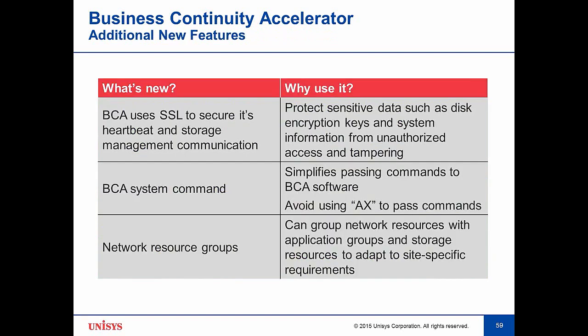There's several other enhancements to BC Accelerator in MCP 17.0. It now uses SSL to secure the data in its heartbeat and in its communication with the storage managers. It's easier to input commands to BC Accelerator. There's now a BCA command. You don't have to use the AX to respond to the product. You can also group network resources as well as applications and storage resources to satisfy site-specific requirements.